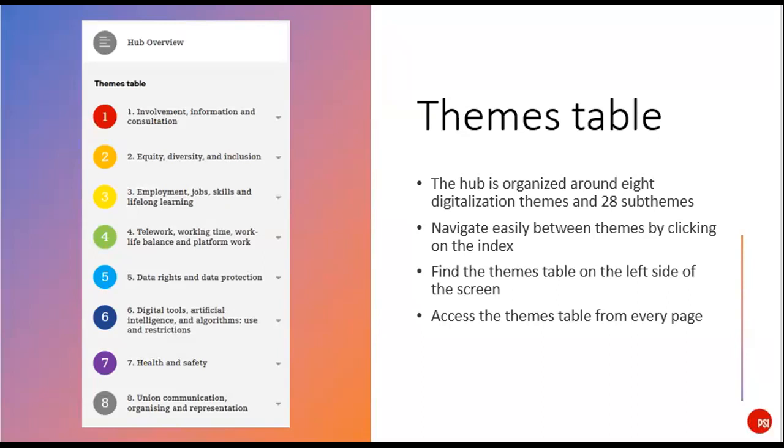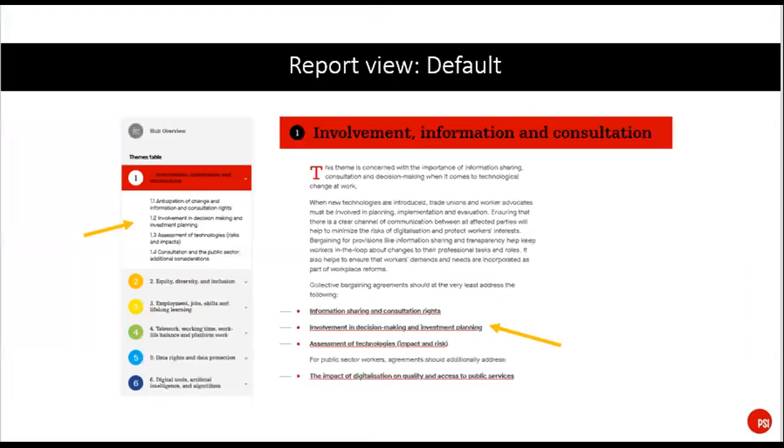Wherever you are in the hub, the themes table is always available on the left-hand side of the screen. It is an interactive interface, and you can navigate between themes by clicking on them. When you click on a theme, a list of sub-themes will drop down below it.